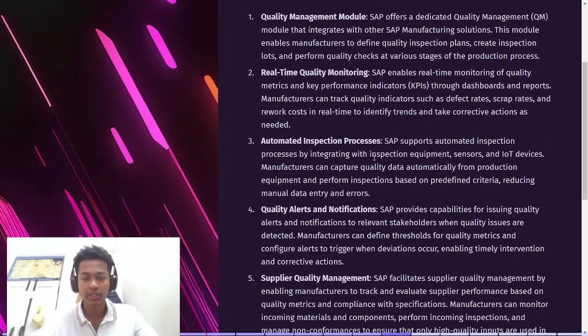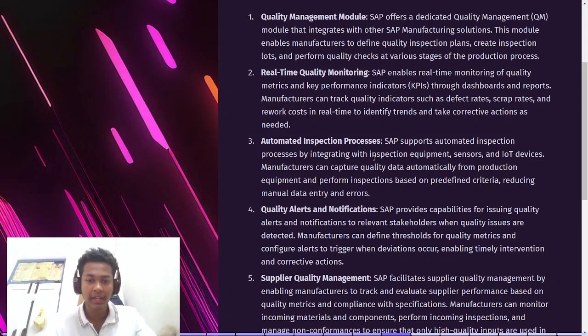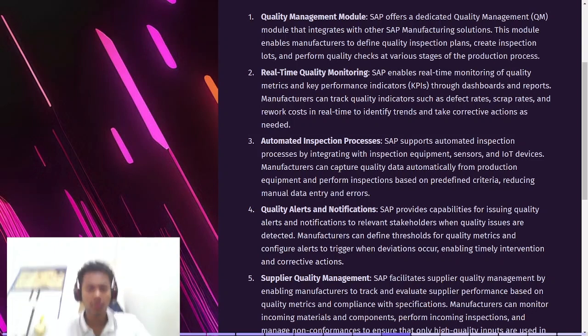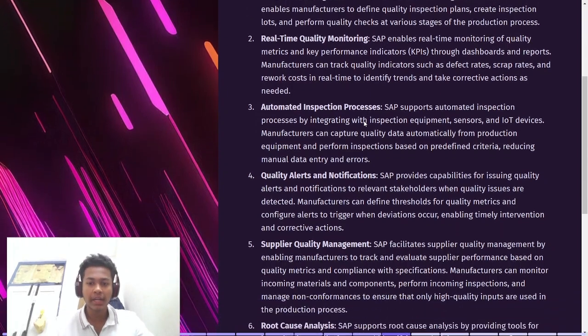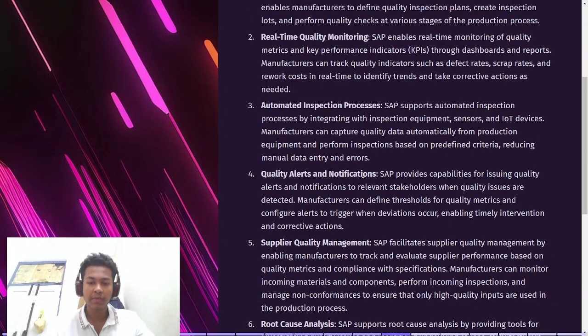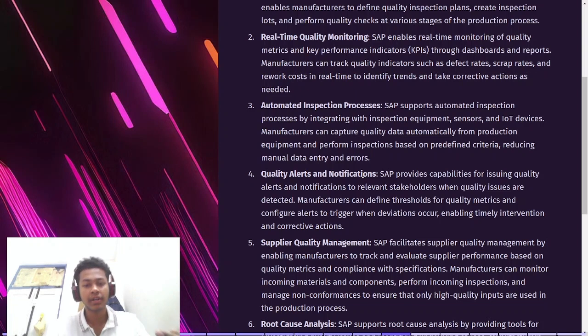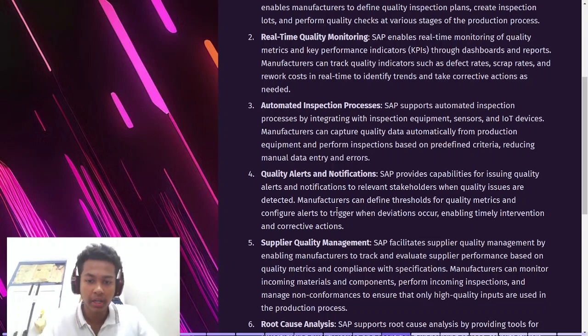Automated inspection process. This is self-explanatory. Basically, the inspection process of the quality at each step of the way is automated using sensors, IoT, and other technical equipment. Here, you will need less labor because the machines will take care of the inspection process. Quality alerts and notifications. SAP will help you with the system or process where, if the quality is not up to the standard, you will get an alert or a notification stating that the quality is not good.